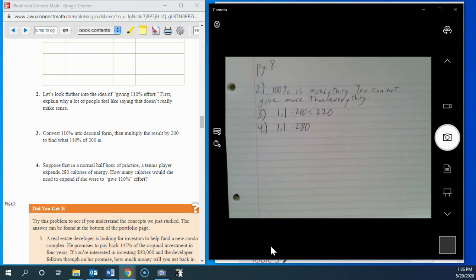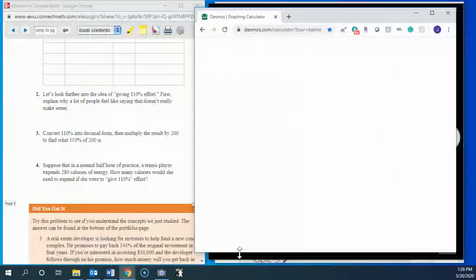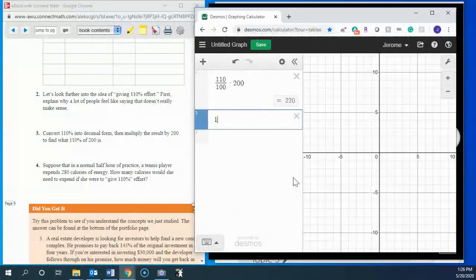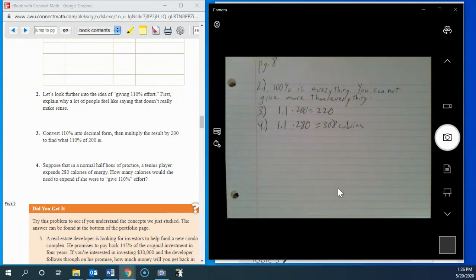So when we put this in our calculator, we'll take 1.1 times 280. That would give us 308, and it's calories. 308 calories. Now that is to show that you expended 110%.